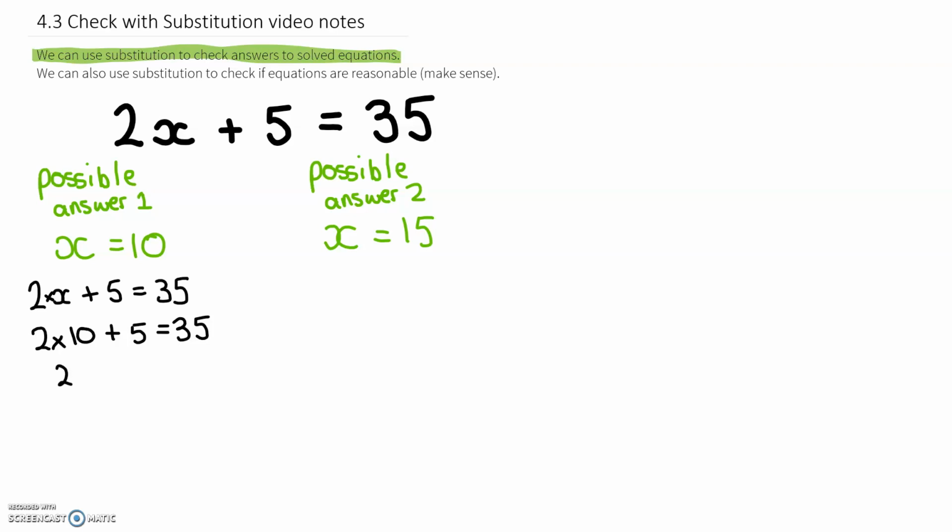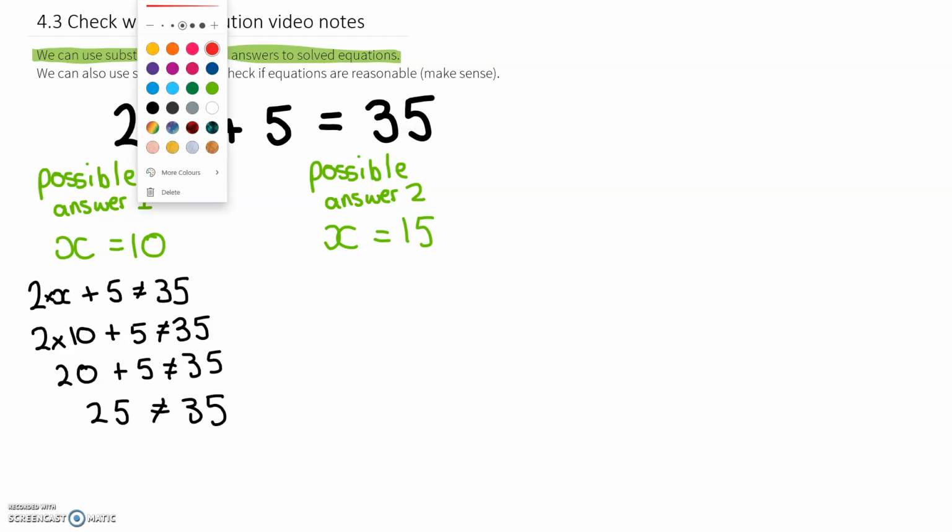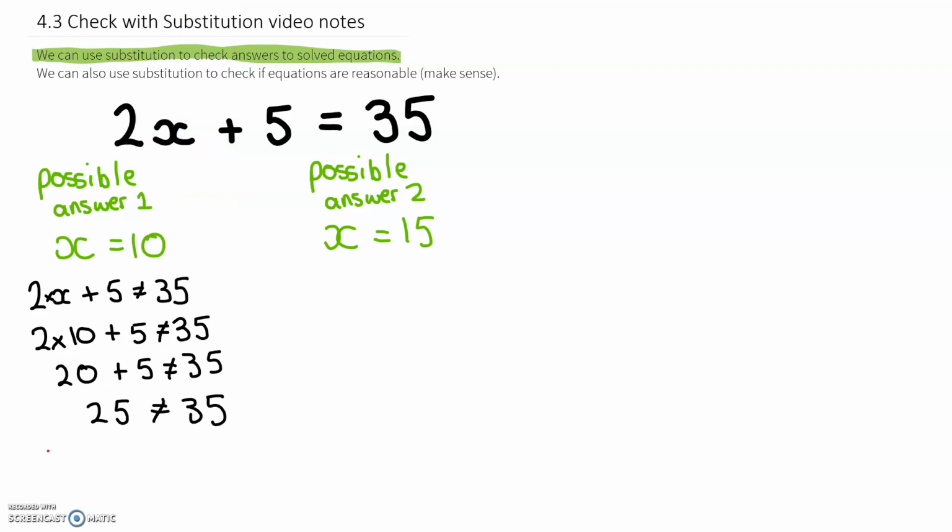So 2 times 10 is 20. And 20 plus 5 is 25. Ooh, oh no, that doesn't equal 35. So I'm going to change these to not equal signs, because now I know by checking with substitution that x equals 10 is incorrect. That's not the right answer because it doesn't make the equation equal 35.